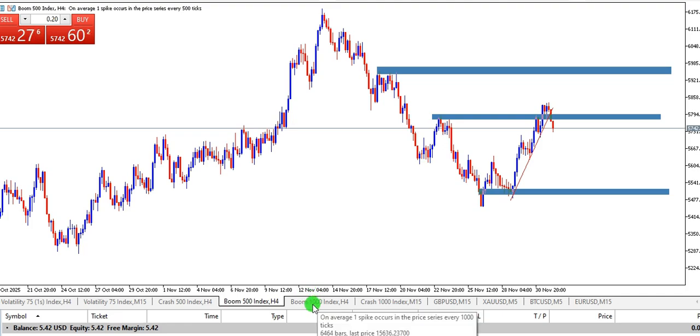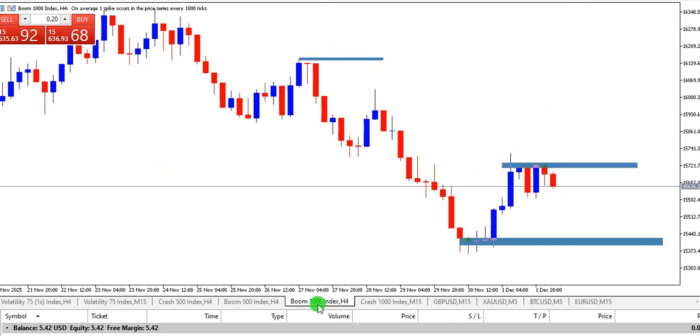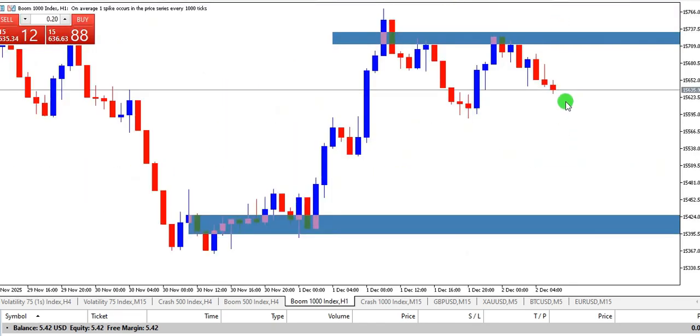Now I go to the other one apart from Boom 500, which is Boom 1000. On Boom 1000, we can see a bit of movement in the ranging part of the market. You can see it's unable to break above this, unable to break, unable to break, and I can see more of a retracement back again. So is it likely to come here? Let's go straight to the H1.